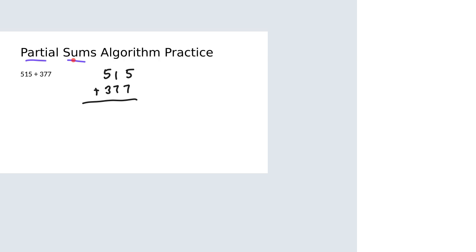Okay, let's see what this one looks like then. Starting over here on the left, because that's how partial sums works, we go left to right. 500 plus 300 would be 800. And then moving over a column to the tens place, we have 10 plus 70, which would be 80. And then finally 5 plus 7, that's 12. Now we'll add these, and we'll have 892.